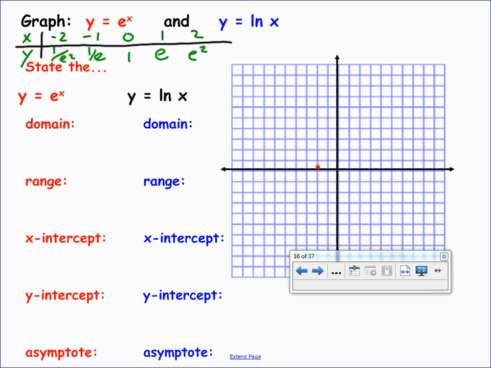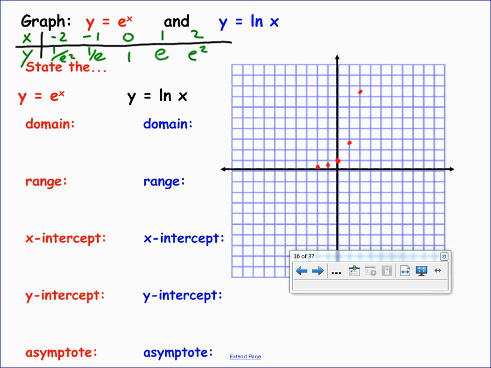1 over e. What's that on my calculator about? 1 over e, Barrett, you got it? Is that about 0.3? 0.367, good. So -1 comma 0.367. Thank you, Barrett. And 0 comma 1, I got that. 1 comma e is about 1 comma 2.7. So here's our 1 comma e. And 2 comma e squared, right? Is e squared about 7.3? So 2 comma 7.3. Awesome.